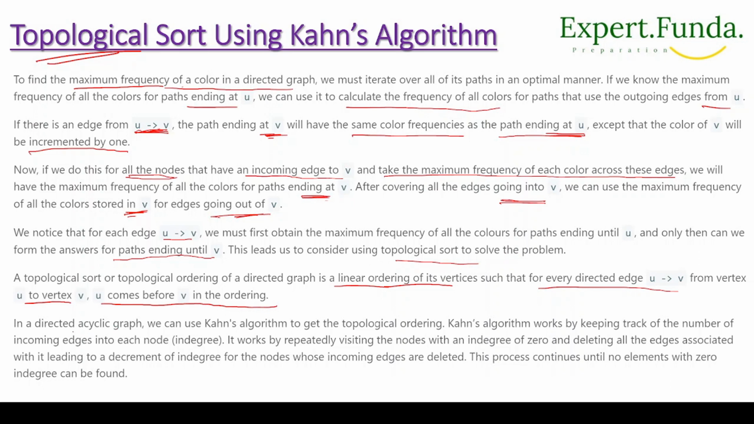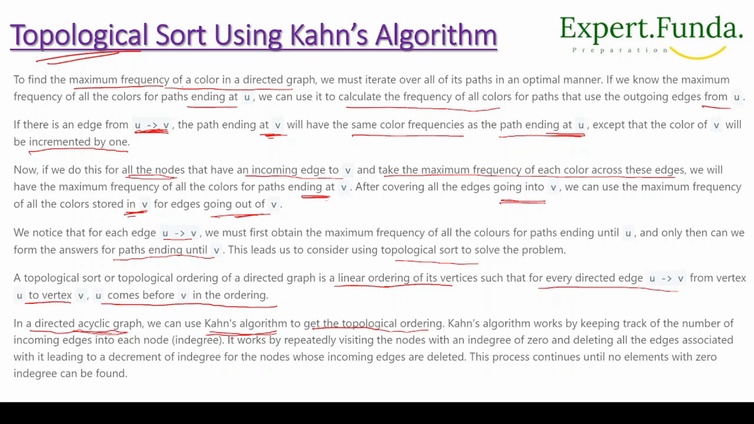So in a directed acyclic graph, where we don't have a cycle, we can use Kahn's algorithm. There will be direction from u to v or any node a to v, but there should not be a cycle. That is called a directed acyclic graph. In that case, we can use Kahn's algorithm to get the topological ordering. Why?